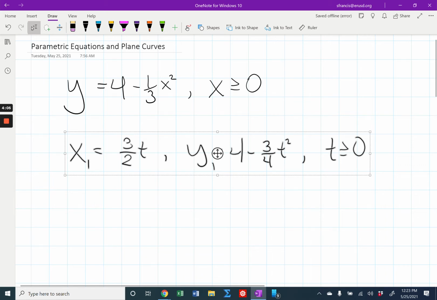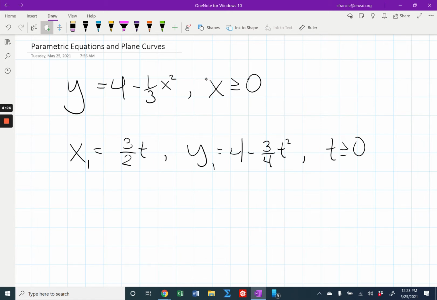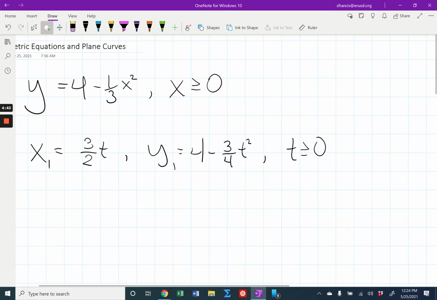In this case, t is representing time for us, but in general, a parameter doesn't have to represent time. And you can see the x-coordinate is given by 3/2 t. Now we said x has to be non-negative, and since x is 3/2 t, t is going to have to be non-negative also, otherwise x would be negative, and we already restricted against that. And then our y-coordinate is given by 4 minus 3/4 t squared. And so for the red position, we could start identifying different time values.